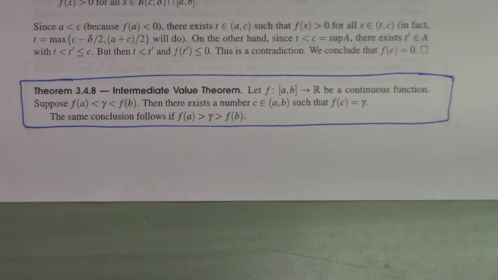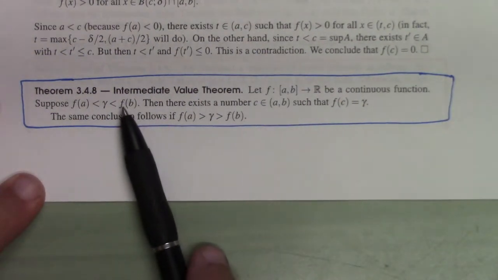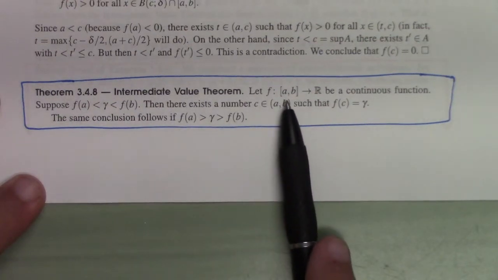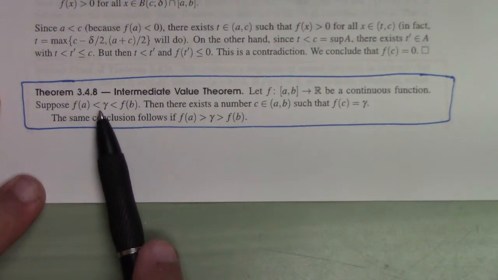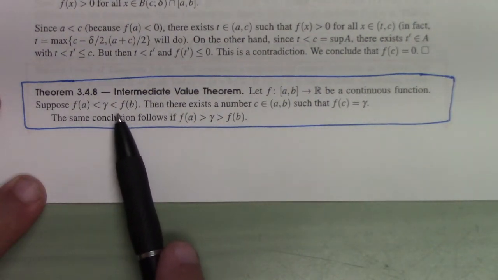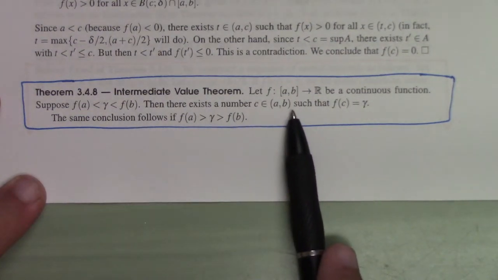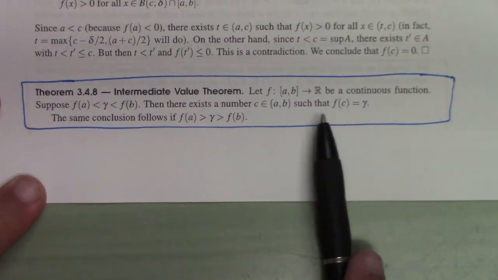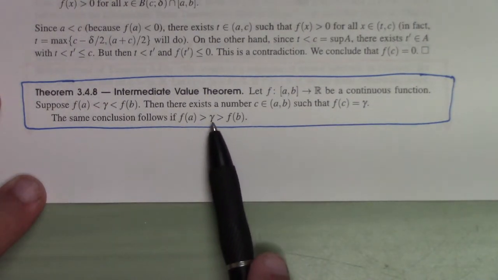I'm sorry, just me. But the intermediate value theorem is essentially a corollary to Bolzano's theorem. So you have a continuous function f from the closed interval [a, b] to R, with f of a less than gamma less than f of b. I usually use a big N for the intermediate value, but whatever. Then there exists a number c in the open interval (a, b) such that f of c is equal to gamma. And likewise, the same conclusion if f of a is greater than gamma is greater than f of b.